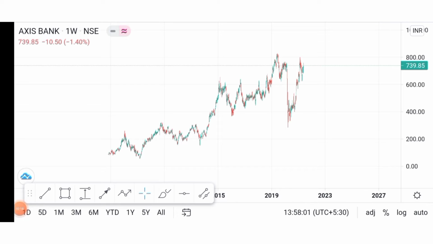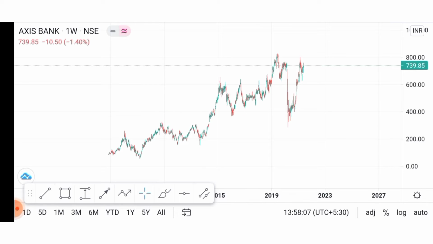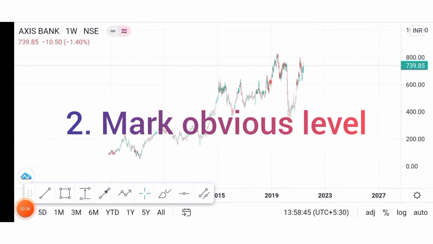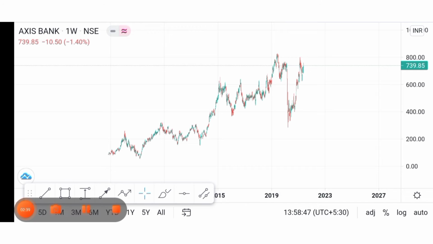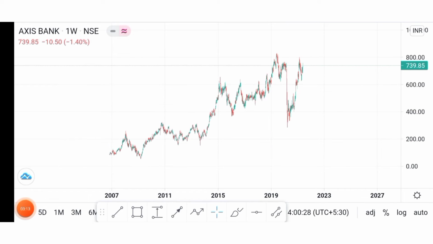How do I do it? I use just 3 simple steps. Number 1, zoom out your chart, because you want to see the big picture so that you can see some potential areas where you can draw support and resistance. Number 2, draw the most obvious level. And number 3, adjust to get more number of touches. Let me show you all these steps simply and clearly.